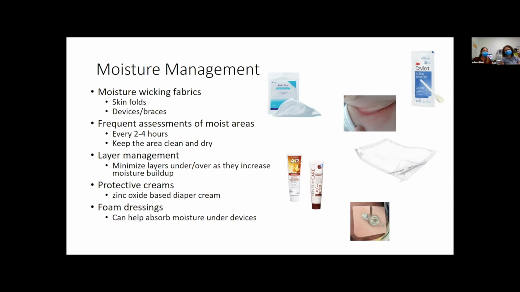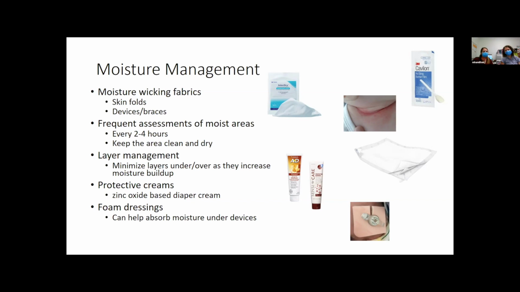Another thing to consider with moisture management is how many layers are around the patient. If they're wearing a brief or clothes on top and they're laying on an incontinence pad or sitting on an incontinence pad, all of those layers add heat and moisture, and that just increases the concern for moisture breakdown.